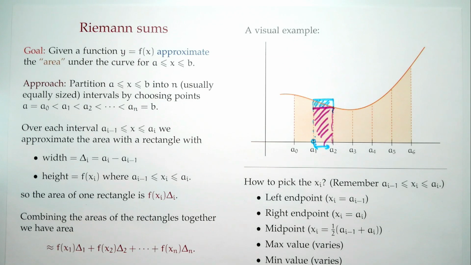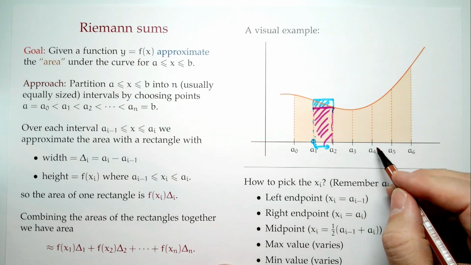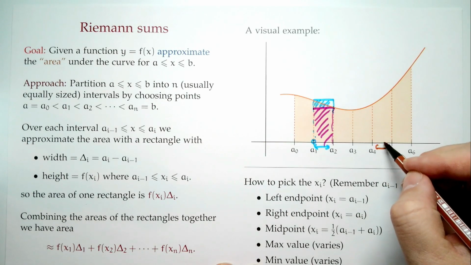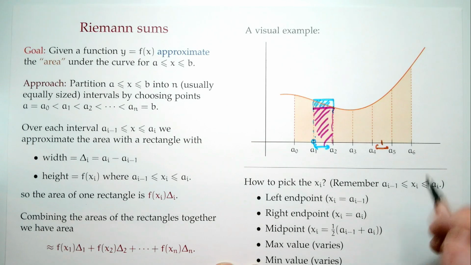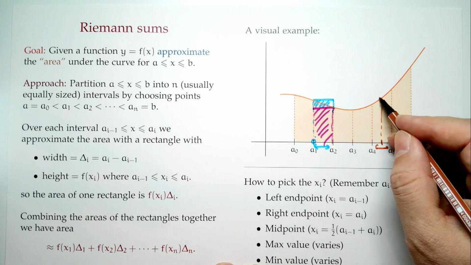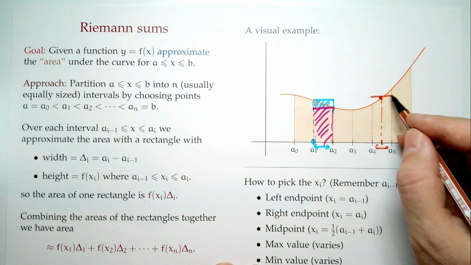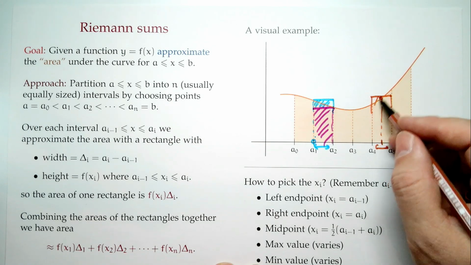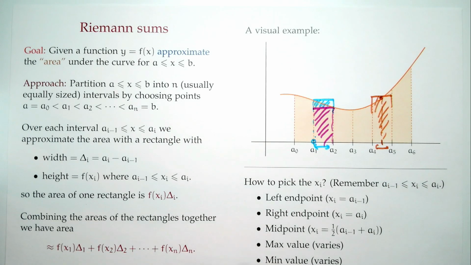Now what else could you pick? Well, you could pick a midpoint. So if I were to pick a midpoint, that would say, for instance, if I came here between A4 and A5, the midpoint would go halfway in between A4 and A5. And then that would be your height. In some sense, it feels like the midpoint is better at balancing things out.